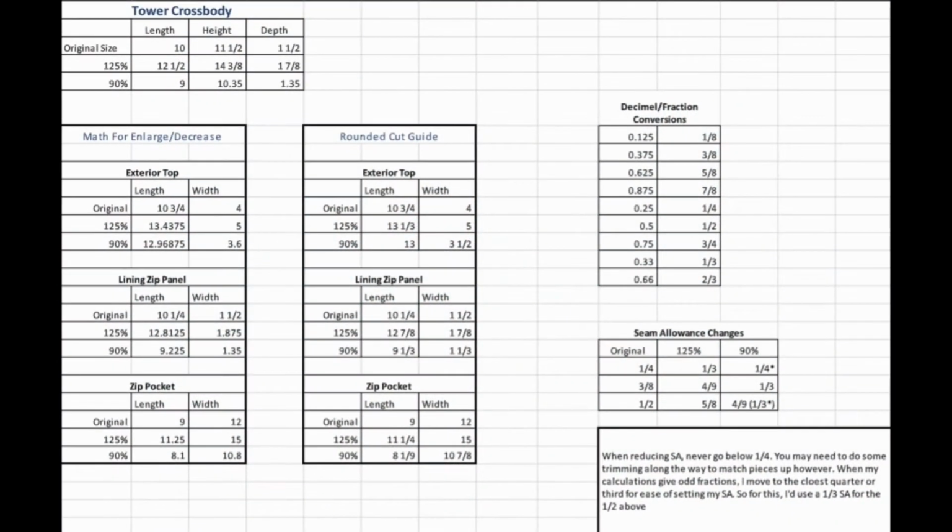Okay, so I have a graphic up on the screen that Christina prepared previously, and we're just using the examples of enlarging and decreasing. So the enlarged pattern pieces are going to be 125% for this example, and the decreased pattern pieces are going to be 90% for this example. So that's why you see in the charts 125% and 90%.